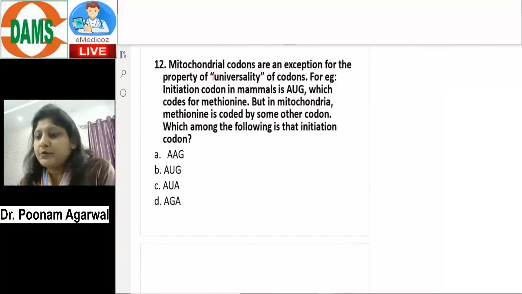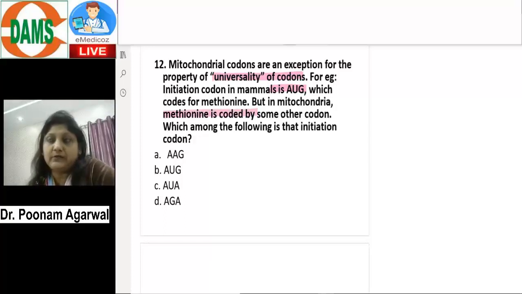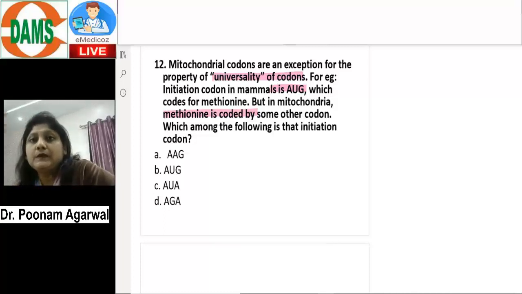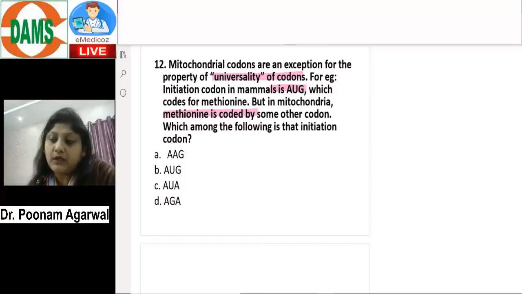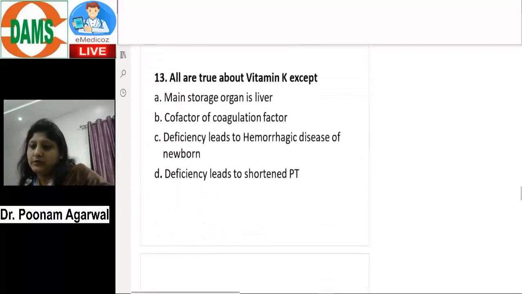Mitochondrial codons are an exception to the universality rule. The initiation codon, which in mammals is AUG, generally by default for genomic DNA, we say AUG is the start codon which codes for methionine in eukaryotes and for methionine in prokaryotes. In mitochondria, methionine is coded by something else. When you talk about mitochondrial DNA, its mRNA and its whole process of translation, methionine is not coded by AUG, rather it is coded by AUA. So this you have to remember. This is an exception to the rule of the genetic code.